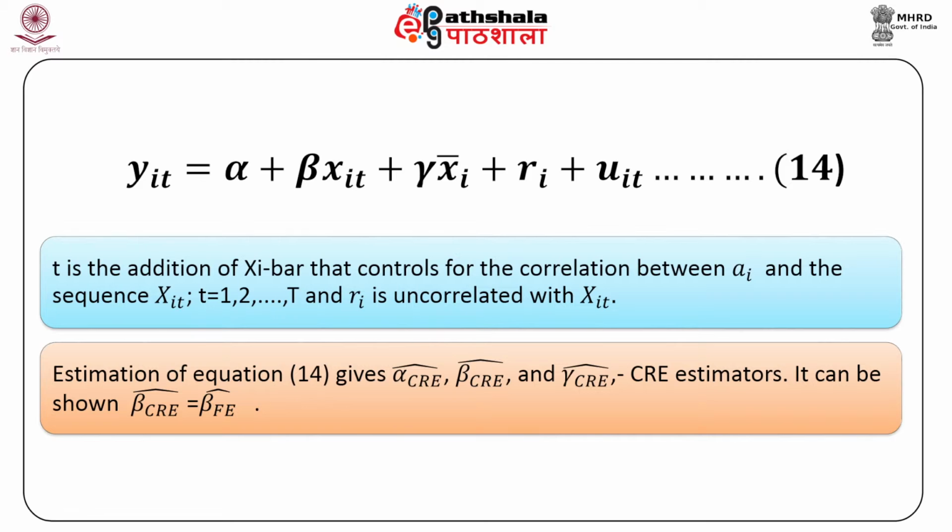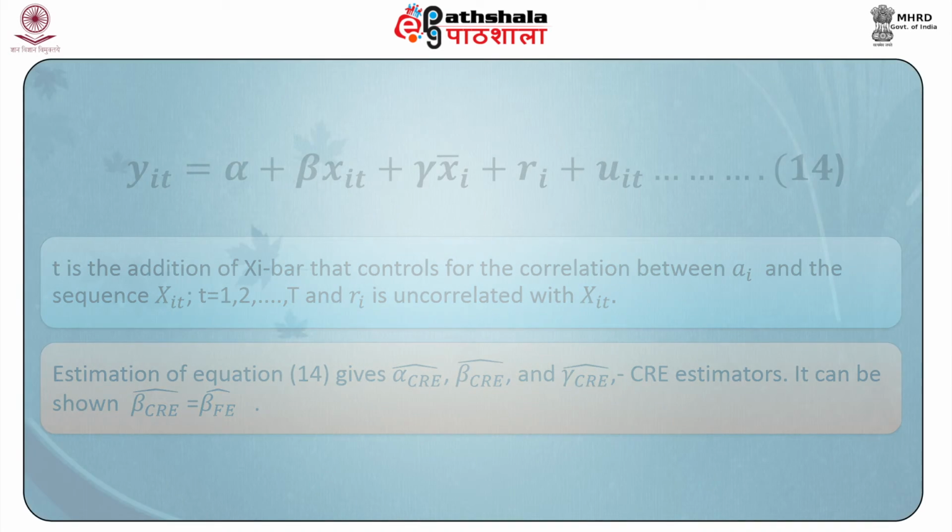Estimation of equation 14 gives alpha hat, beta hat and gamma hat. They are all correlated random effect estimators. It can be shown that the beta hat correlated random effect estimator is equal to the beta hat fixed effect estimator. In other words, adding the time average xi bar and using random effects is the same as subtracting the time averages and using pooled OLS.